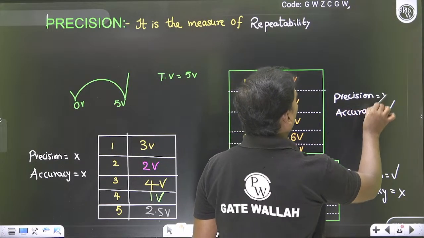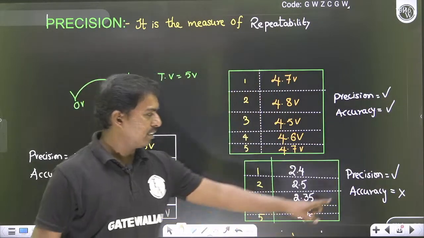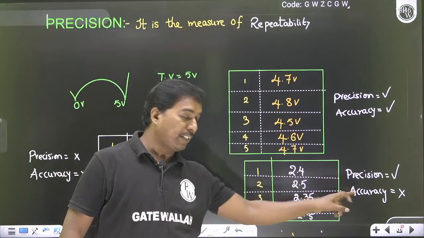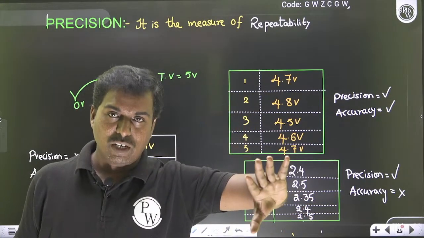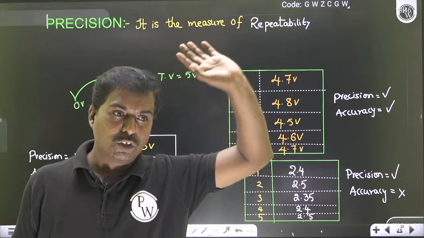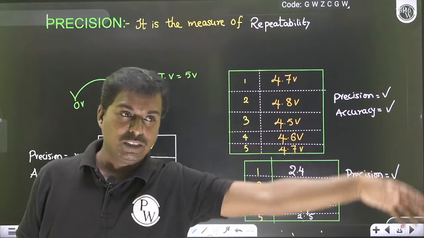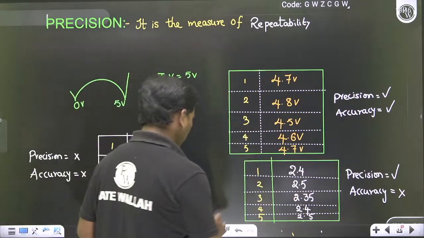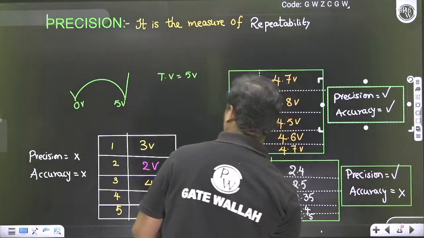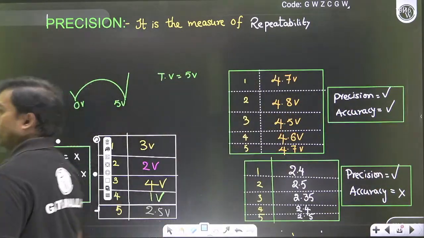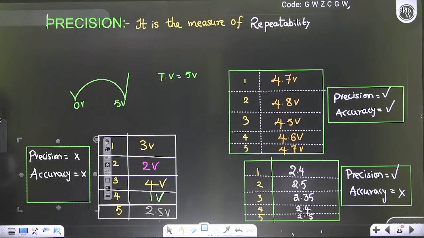So a highly precise instrument may not guarantee accuracy. Highly precise does not mean it should be true. The 5 students have done the experiments, and they have not given the true value, but they have given repeatably the same value. So this is the scenario you have to understand. I hope all of you understood what I mean to say.